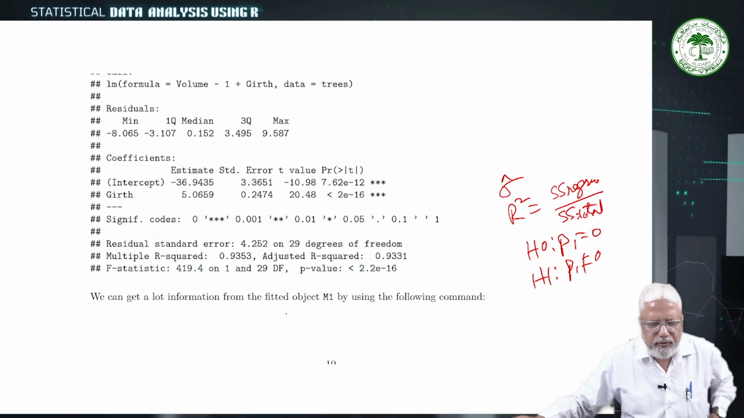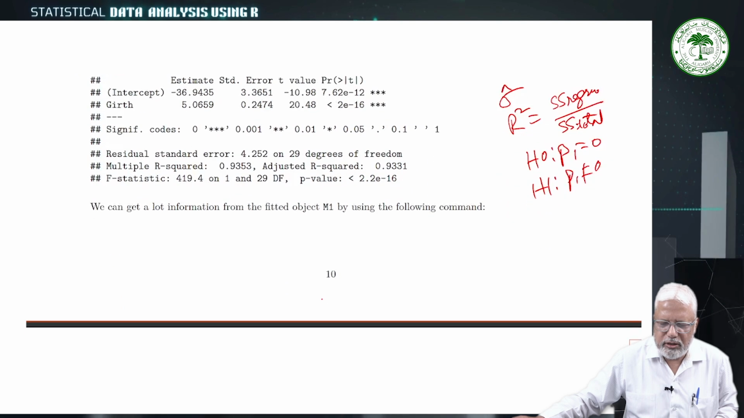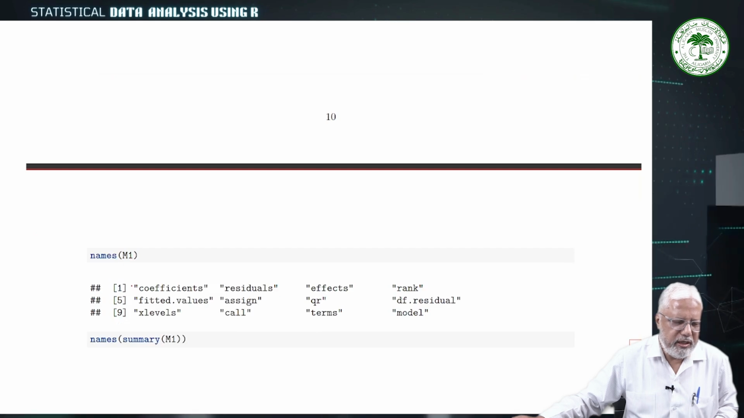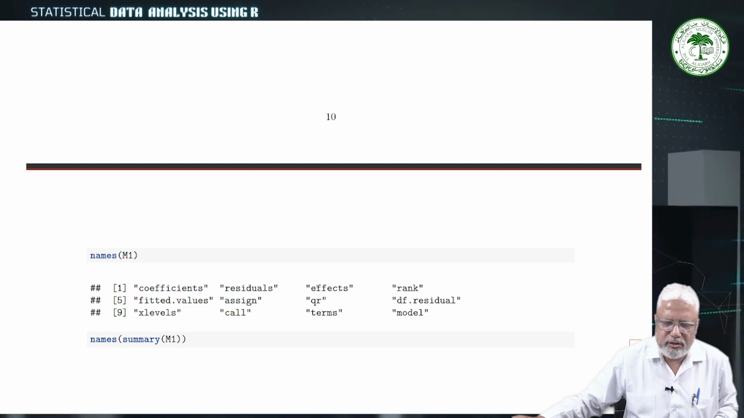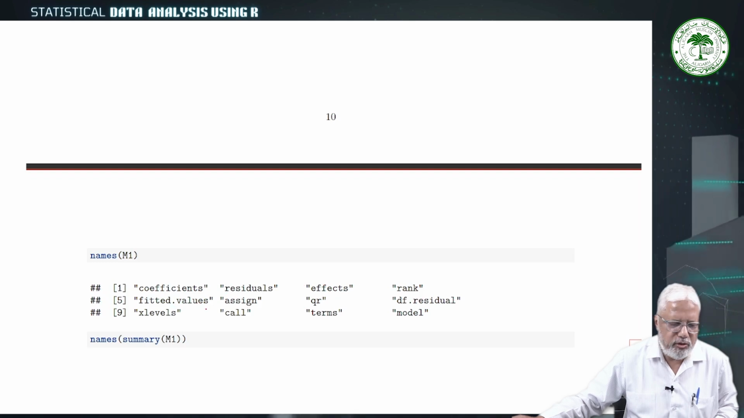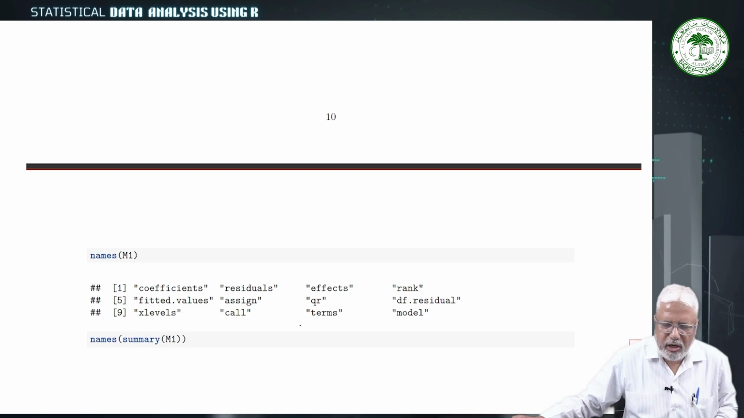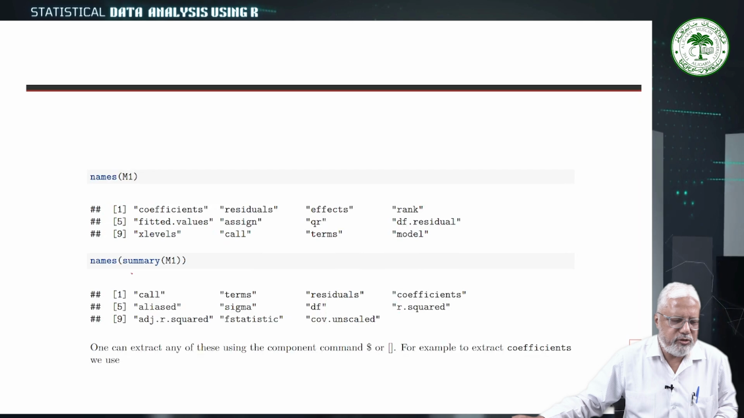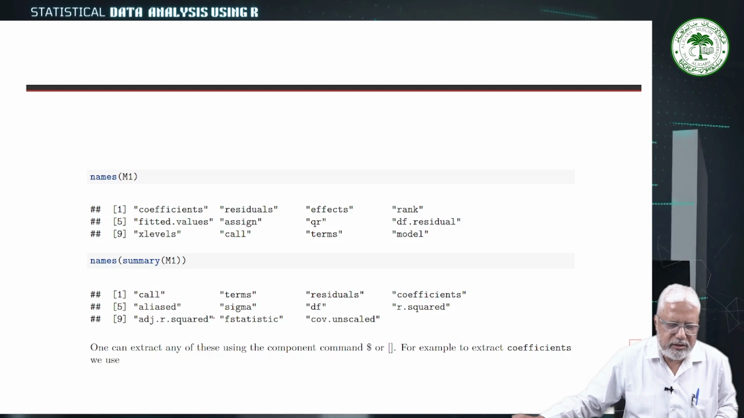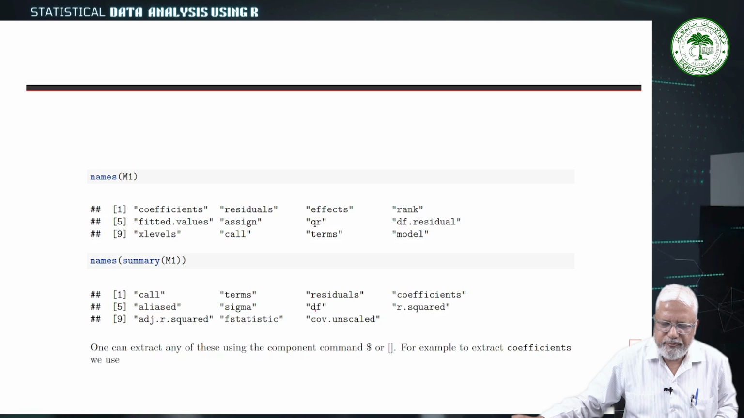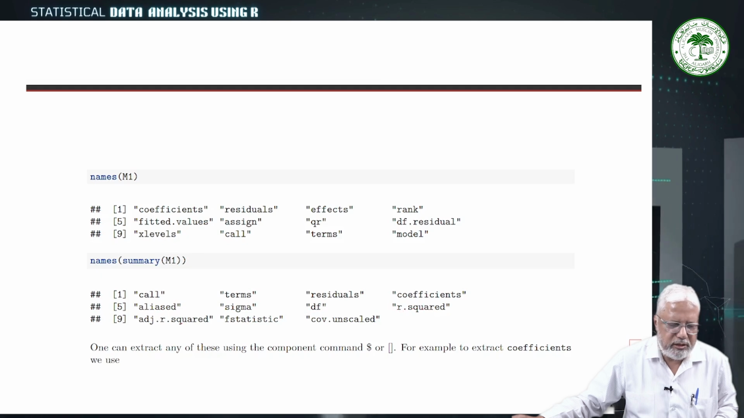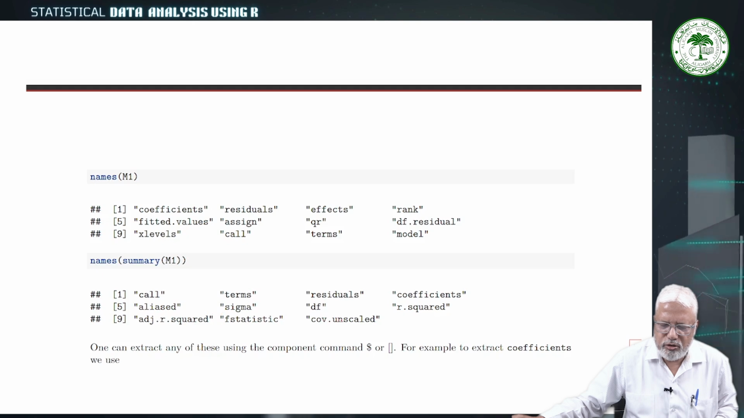We can get a lot of information from the fitted object M1 by using the following arguments. If you give the command names(M1), it has a lot of information like coefficients, residuals, effects, rank, fitted values, assign, QR decomposition, df.residual, xlevels, call, terms, model. Then names(summary(M1)) gives call, terms, residuals, coefficients, alias, sigma, df, degrees of freedom, then r.squared, adj.r.squared, fstatistic, and cov.unscaled.